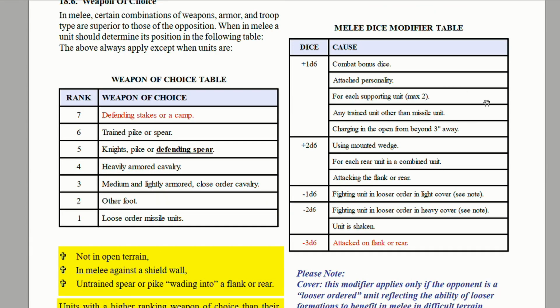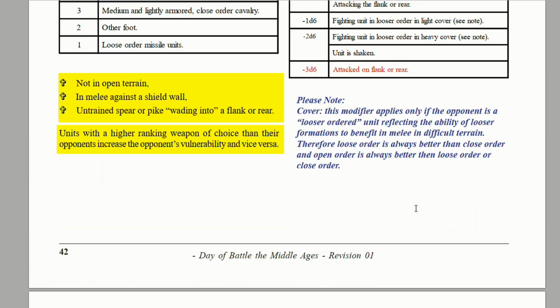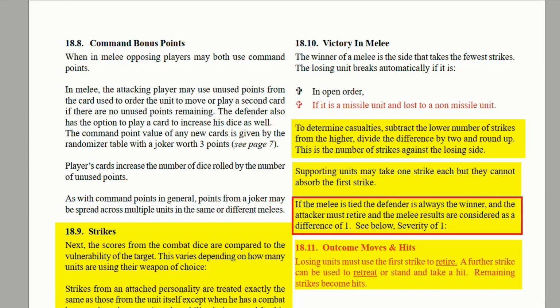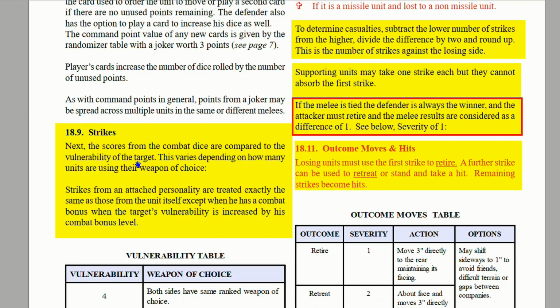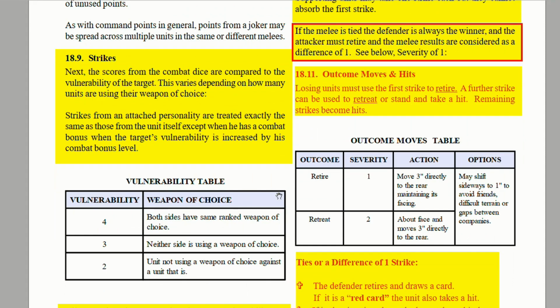Here are the combat modifier table, combat bonus die, as we said, the die, the cards that are not used in moving, attach personality for each supporting unit, max 2, any trained unit other than missile unit, charging in the open from beyond 3 inches away. So you see, charging gives a bonus. Warding doesn't, but warding doesn't need command points. So you get your rolls, and finally you check your vulnerability table regarding your weapon of choice, and then you have the outcome moves.